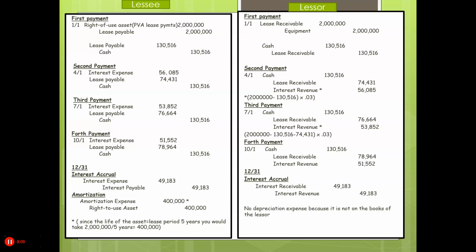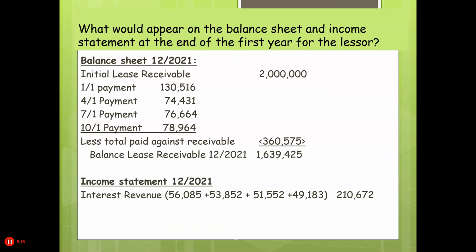Now, what is going to appear on the balance sheet and the income statement for the lessee? Or let's do the lessor. Okay, they're going to show their initial lease receivable. They'll show it being reduced by the 4 payments, and so the balance at the end of the first year would be $1,639,425, and they would have recorded interest revenue of $210,672.